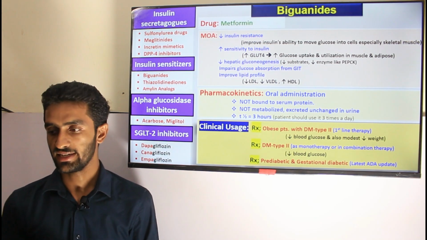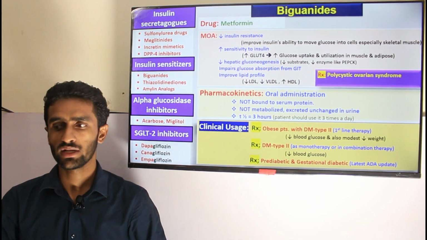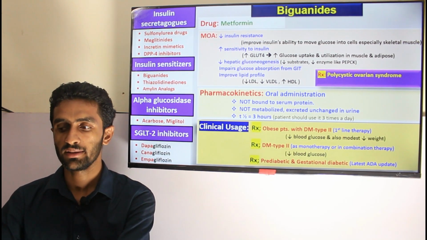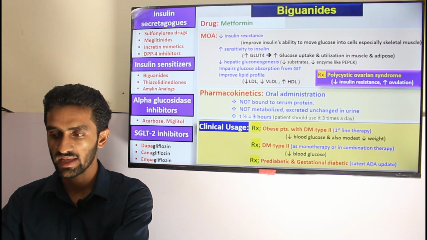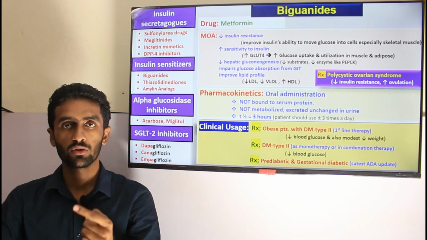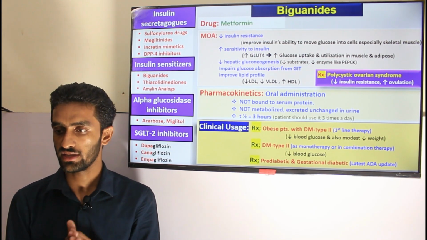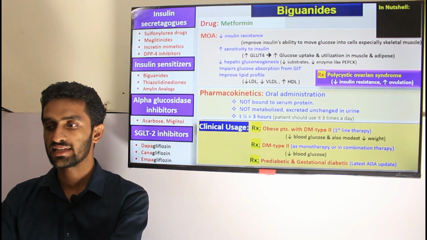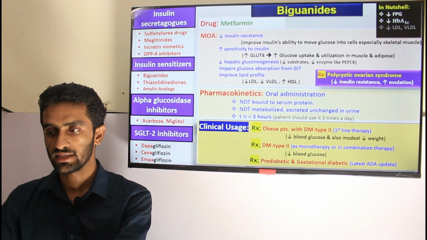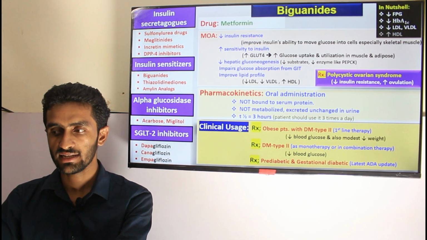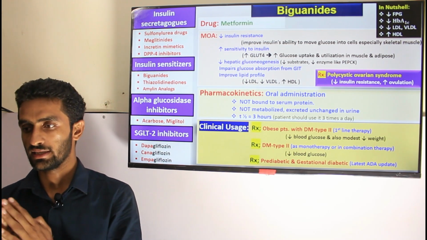So this is the latest ADA update. And the other important use is polycystic ovarian syndrome, because it decreases insulin resistance as well as increases ovulation. So that's why it can be used in polycystic ovarian syndrome. So there are a lot of beneficial points associated with metformin. In a nutshell, it decreases the fasting plasma glucose, decreases the HbA1c, decreases the LDL and VLDL, and increases the HDL. So these are some beneficial points associated with metformin.